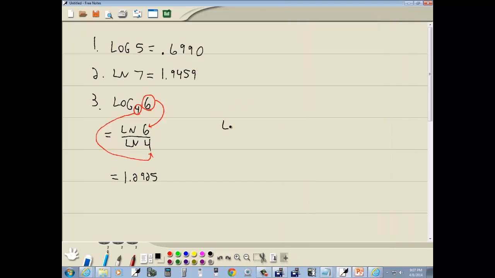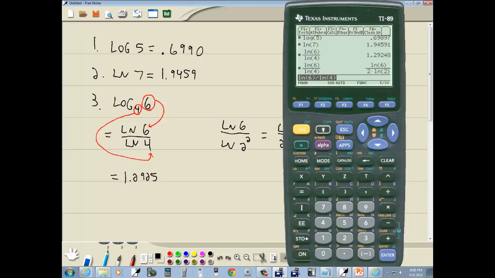Well, I could rewrite 4 as 2 squared. Assuming I could actually write it big enough you can see it. There we go, 2 squared. And we got a property of log says if you got a power, you can put it out in front of your log. So we can rewrite that as natural log of 6 over 2 natural log of 2. And that's how they get that 2 natural log of 2 down below.